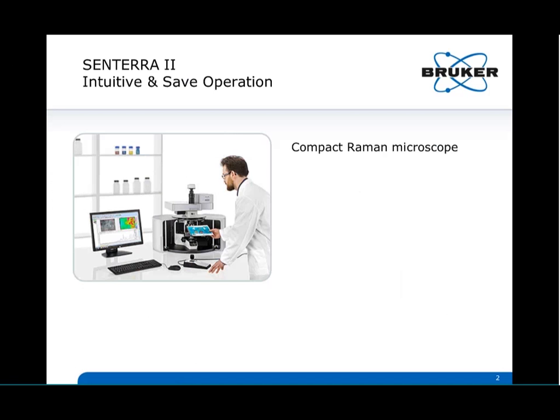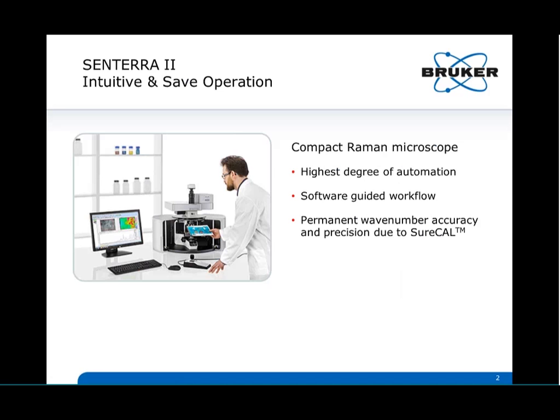The SENTERRA II is a very compact microscope and has been designed in a way that it has a very high degree of automation and a software-guided workflow. This concept is only possible because the system has a permanent alignment of the wave number axis. So the user doesn't have to care about any interaction with calibrations. Automation is also provided by the instrument test, and the complete system provides comprehensive validation.